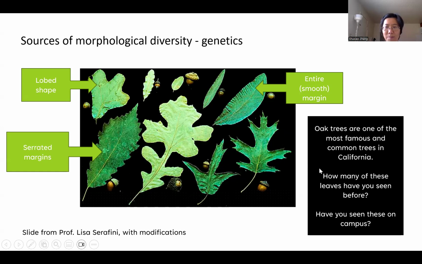And oak trees are one of the most famous and well-known trees in California. So next time when you walk through campus or through Land Park, you can take a look around you in your neighborhood and see how many of these leaves you have seen before, and how many of these you have seen on campus.